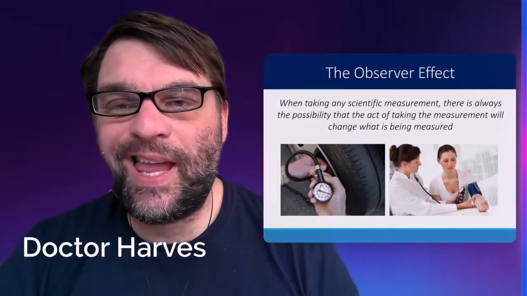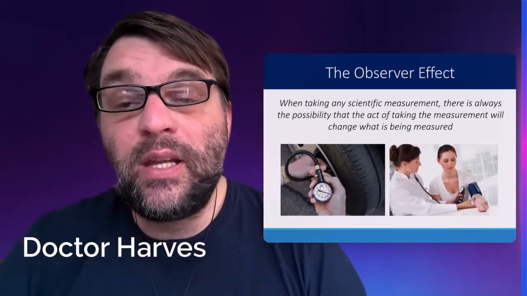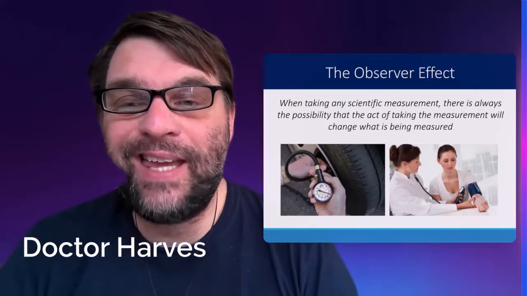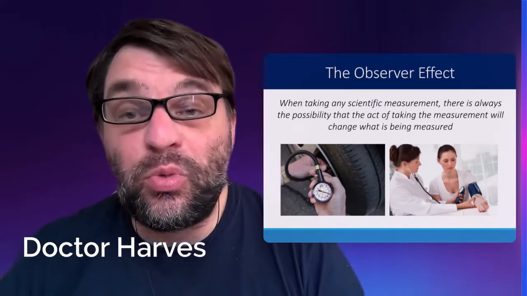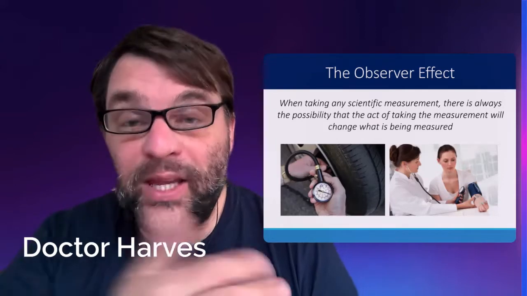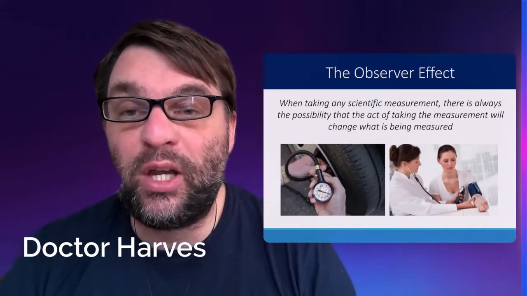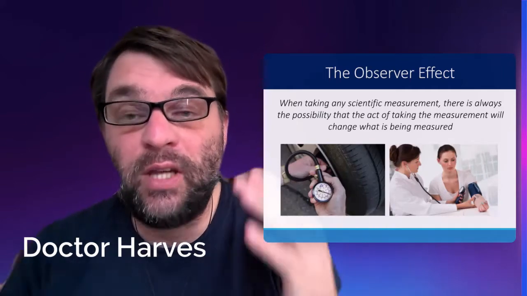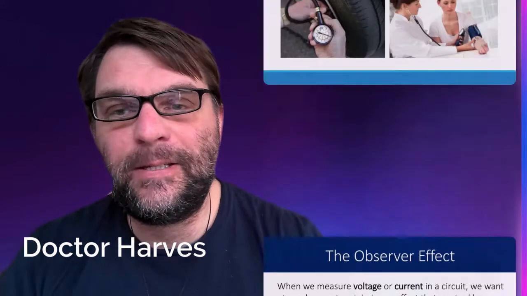In order to understand how measuring a circuit actually affects the results, consider the observer effect. When taking a scientific measurement, the act of taking the measurement affects the result you get. In this example, the very act of taking your blood pressure increases it, because you become a bit nervous, which heightens the reading you actually get. That's known as the observer effect.